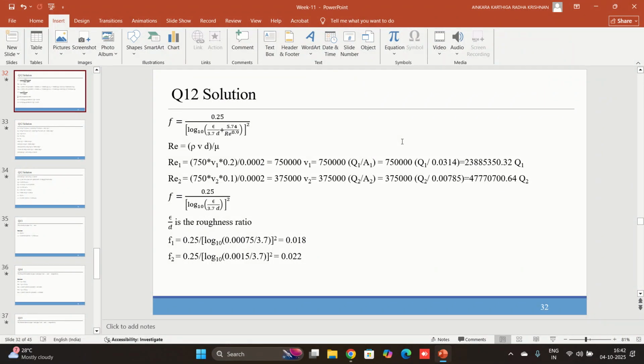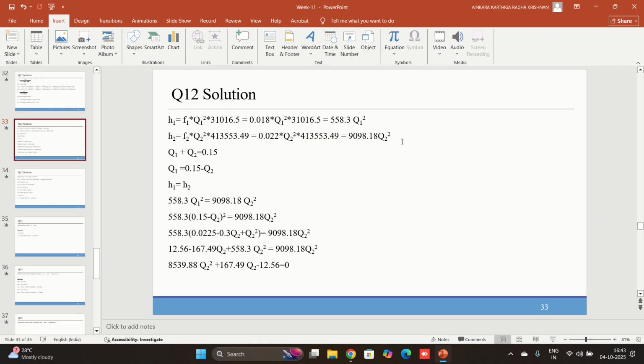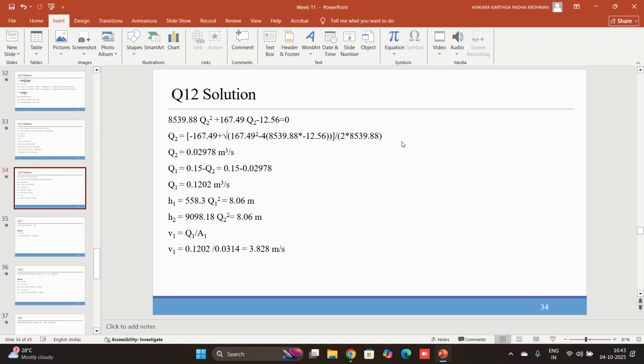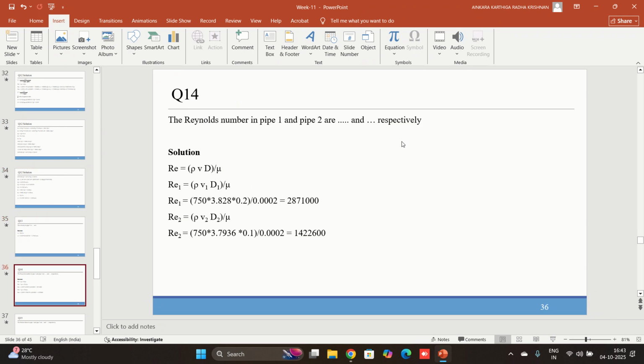23885350.32 into what was our Q1? It was 0.1202. That again gives us 2871, that relation. 71019. Yeah, almost similar, slight variation. But from there also we can get the Reynolds number values.